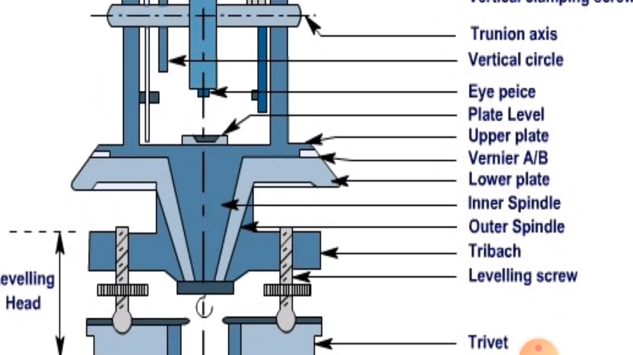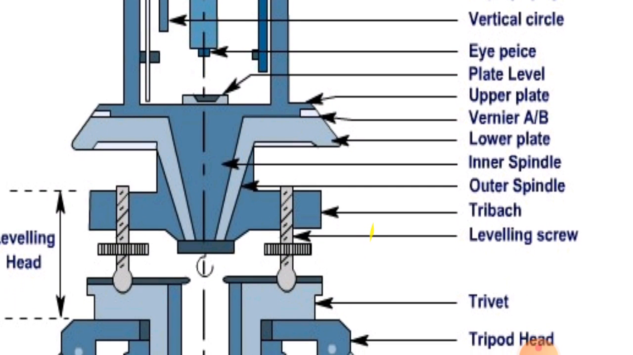So in a vernier A and B, two windows are provided, window A and window B. From window A and B, we easily mark or see the angles. So it's called vernier A and B. In vernier A, we measure the angle from 0 degree, and in vernier B we measure the angle from 180 degree. So it's a main 180 degree difference.